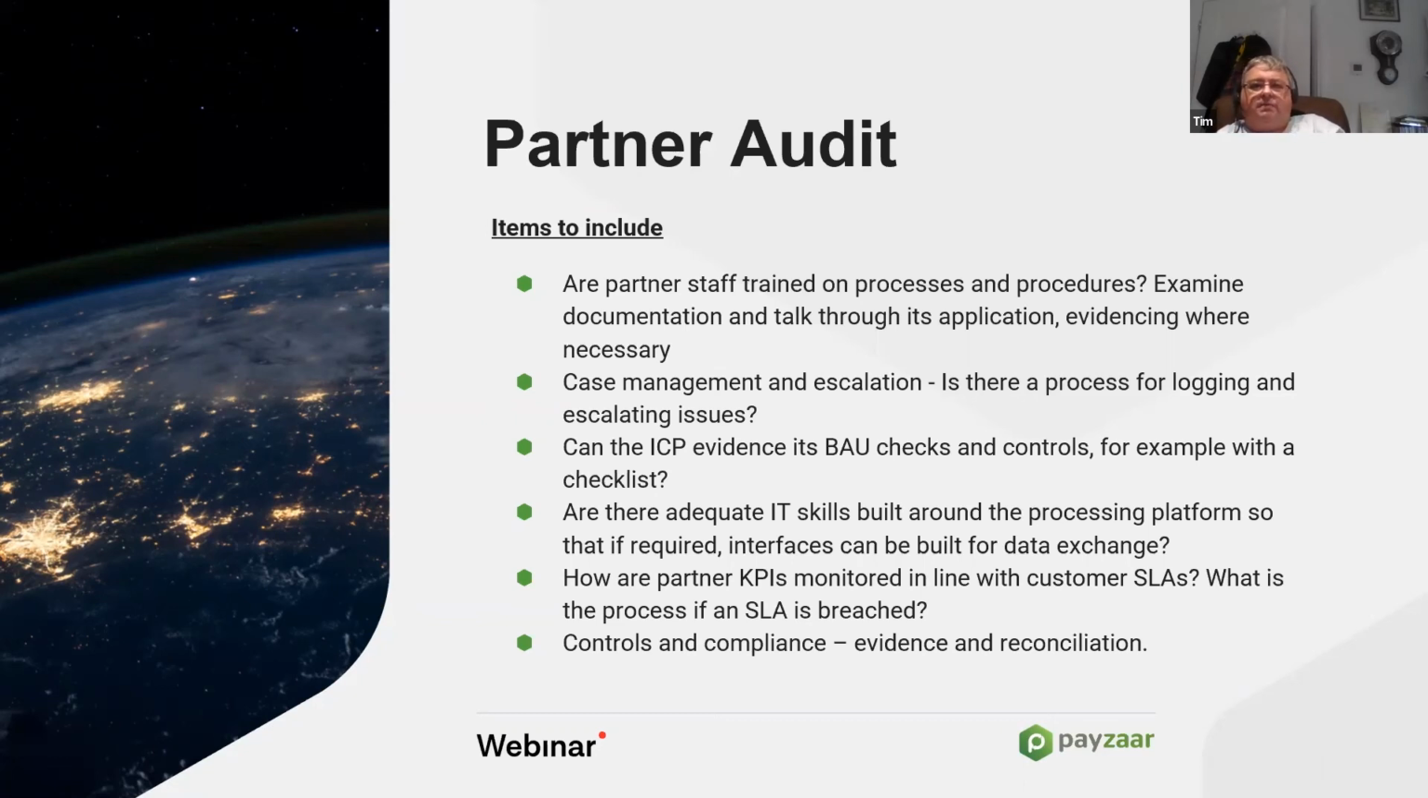How does that ICP evidence its business as usual checks and controls? Are they using checklists, for example, and who reviews those checklists and makes sure that they've been signed off correctly? Look at the IT skills that they've built around processing and interfaces. They can always be an area of trouble for a business. Always worth looking at those as well, particularly when systems are being upgraded. How are the KPIs being monitored to the SLA, and what is the process if an SLA has been breached? And don't be afraid to ask them, if you're seeing a breach of your SLA, have you breached any other clients' SLAs? How many have you breached? Ask those uncomfortable questions, because it might indicate that there is a pattern unfolding.